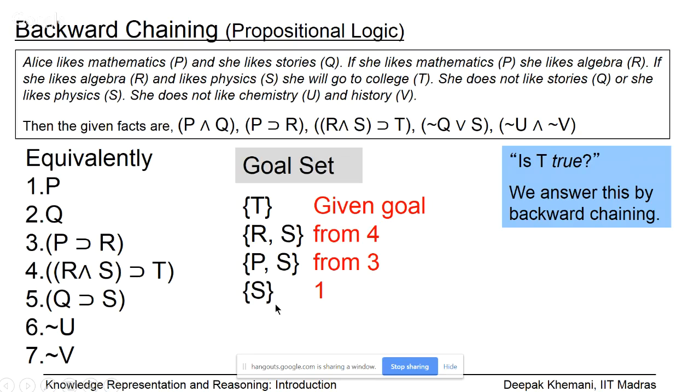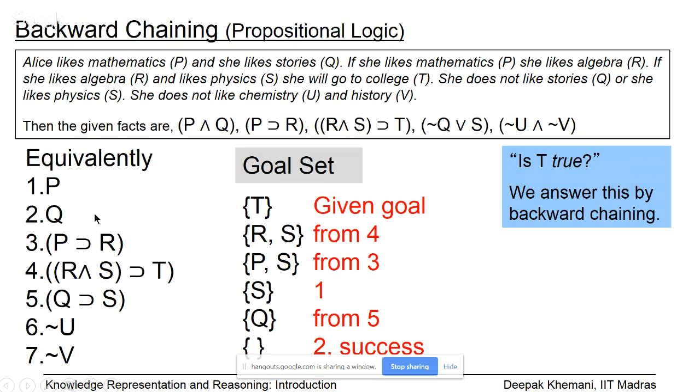So now we are left to show that S is true, and S in turn can be reduced to Q, because there's a rule which says Q implies S, and to show that S is true, we have to show that Q is true. But Q is given to us, and therefore we have the empty goal set, and therefore we can say that yes, T is true. So backward chaining is different from forward chaining, because we work from the goal and eventually show that that goal is true.